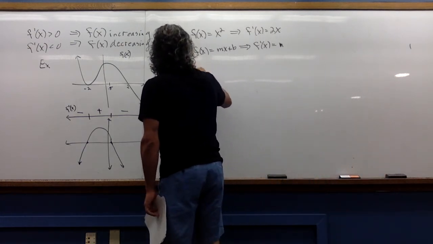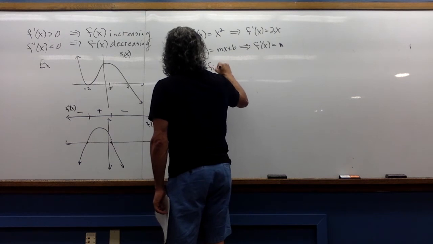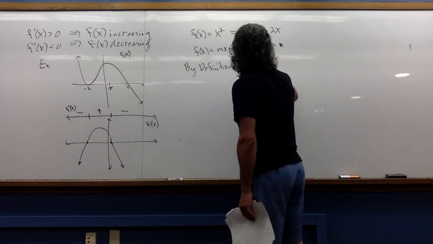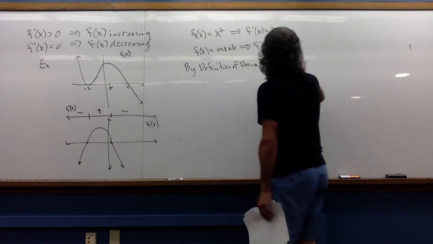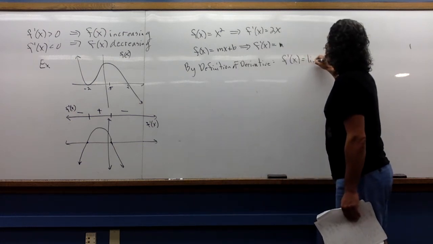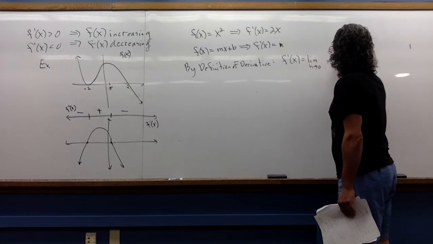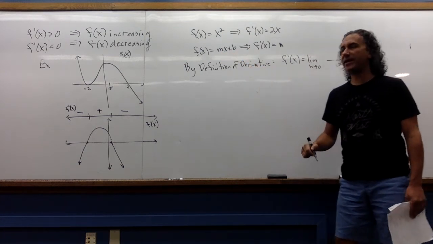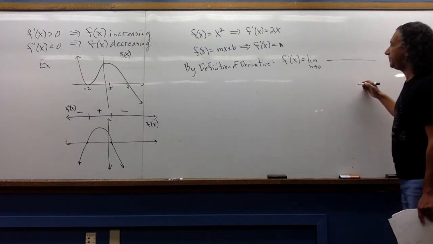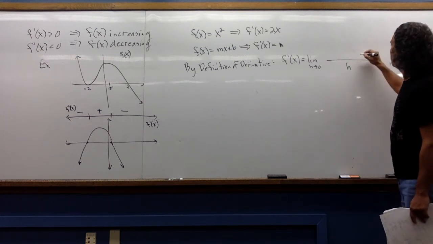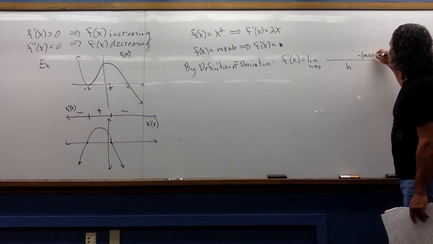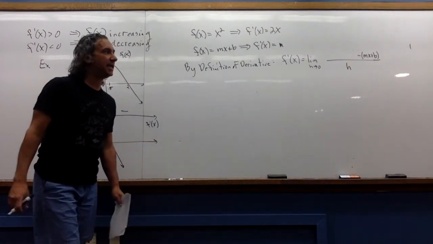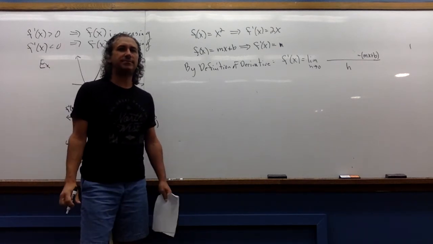So let me say, by definition of the derivative, f prime of x is the limit as h goes to 0. So we need f of x plus h minus f of x over h. So here's the over h, here's the f of x. Give you a minute, pause the video, see if you can write out f of x plus h if f of x is mx plus b.